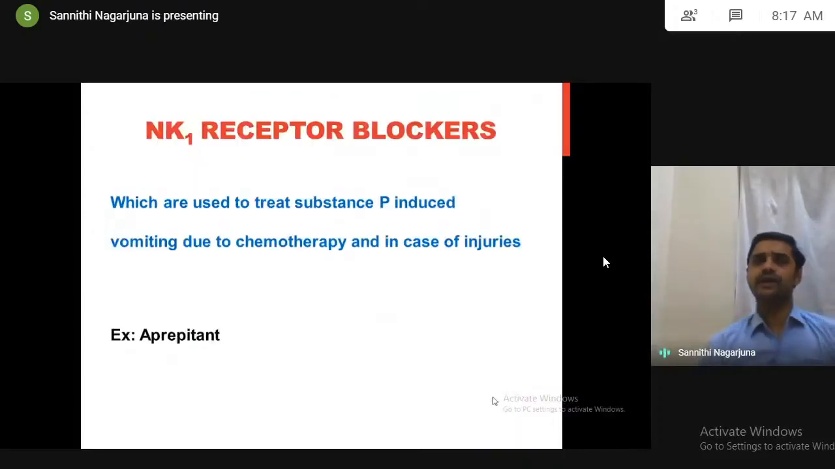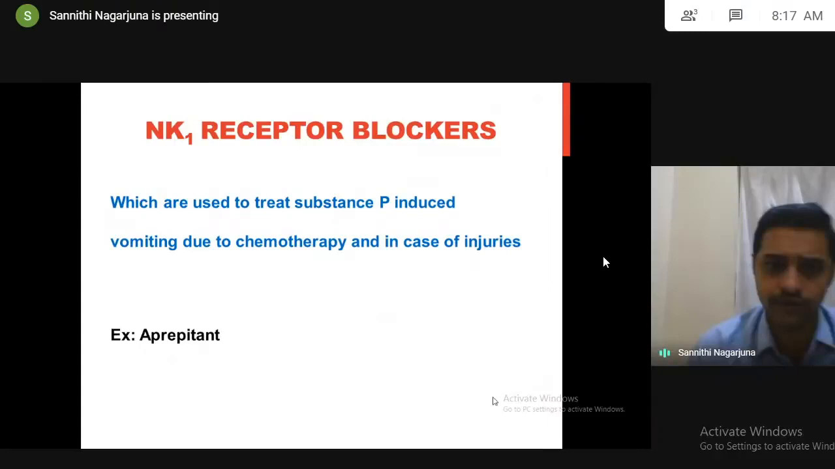As I also told you, NK1 receptor blockers are used when there is excessive release of substance P, which is observed in chemotherapy as well as in injuries. The best example of an NK1 receptor blocker is aprepitant.